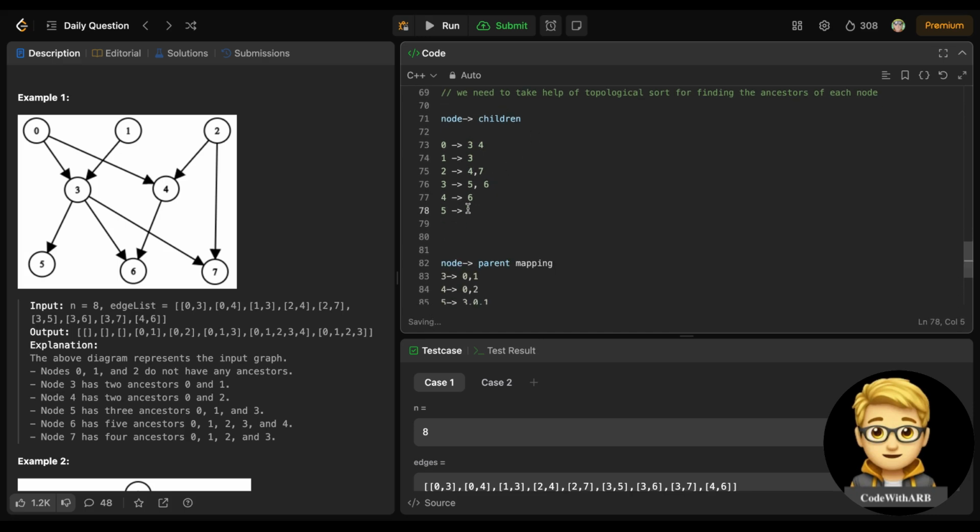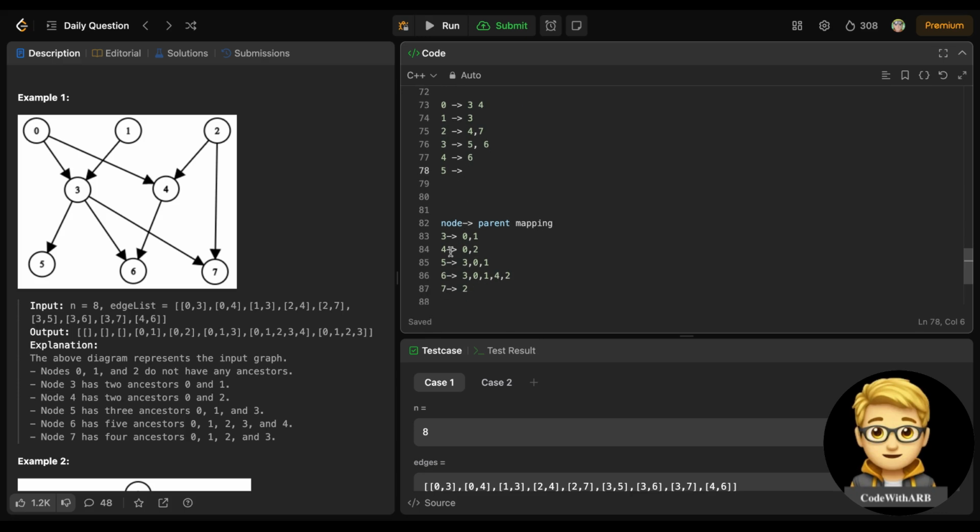So when I move to 5, it has no children, so nothing needs to be done. So we will move to 6. It again has no children, so nothing needs to be there. If I go to 7, nothing needs to be there.